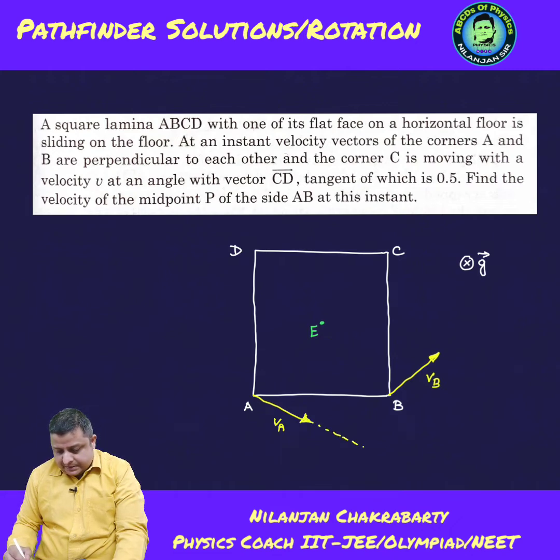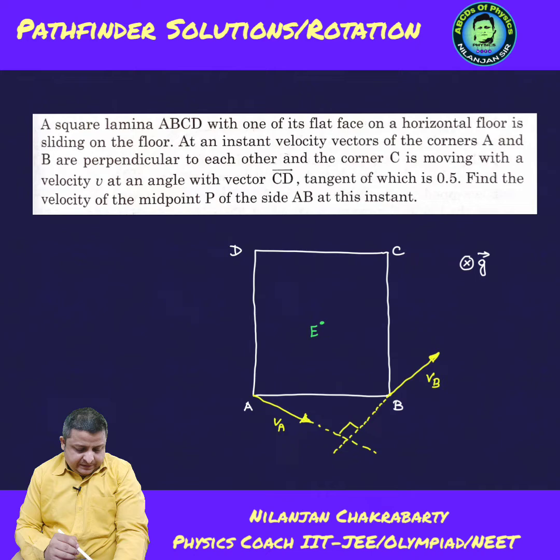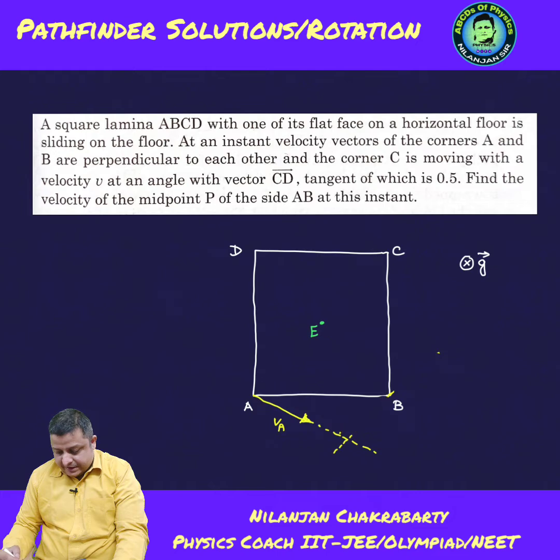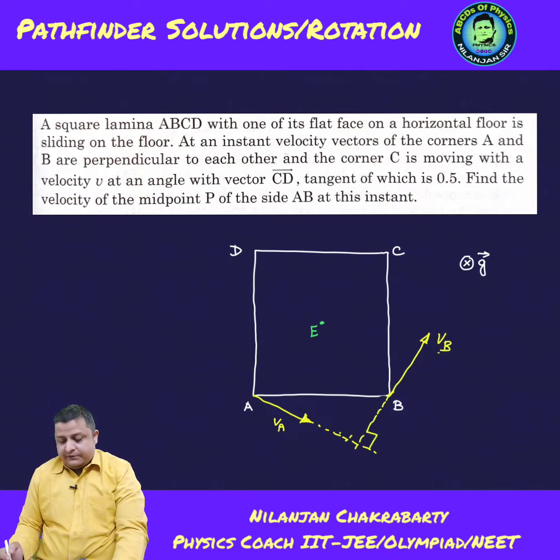If I extend the vectors VA and VB, this should be 90 degrees. So slightly, the figure must also look like a 90 degree angle. Yeah, I'll draw like this. So this is VB. Now it looks like a 90 degree angle between the two vectors VA and VB.